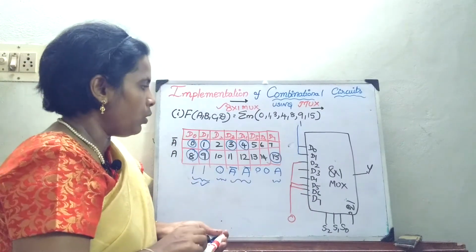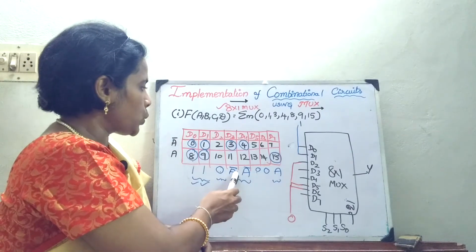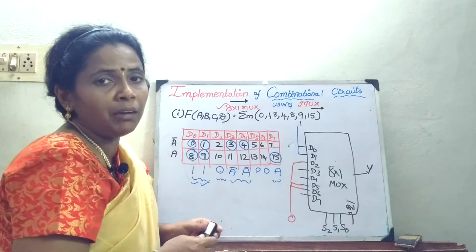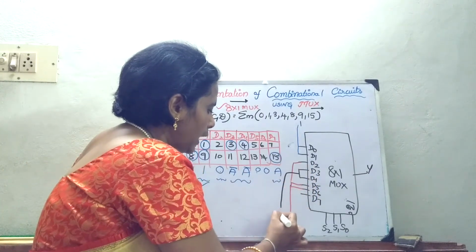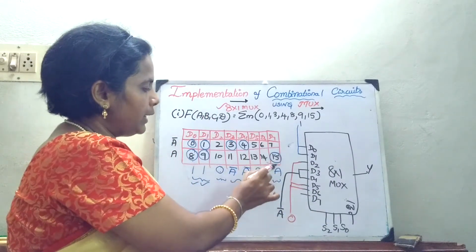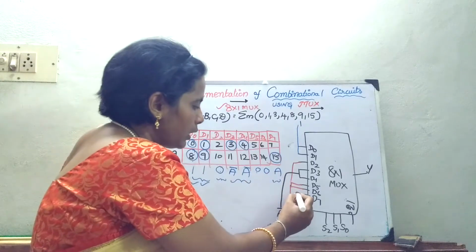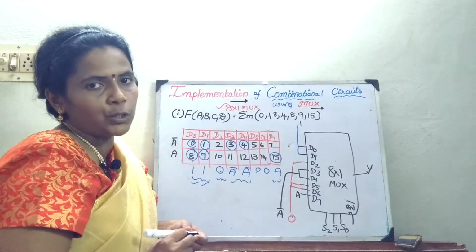Okay, now what is the next thing? The 0 values are over. Now these two, D3 and D4, have A bar. So D3 and D4 are having A bar. Now only D7 is having A, so here directly you can put A. So this completes the logic diagram.